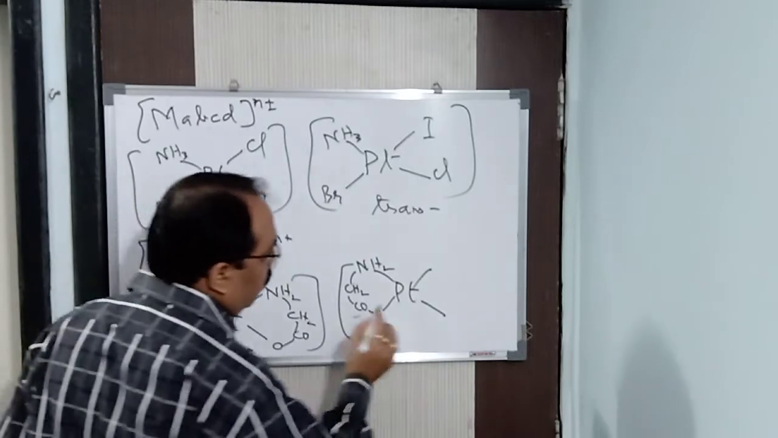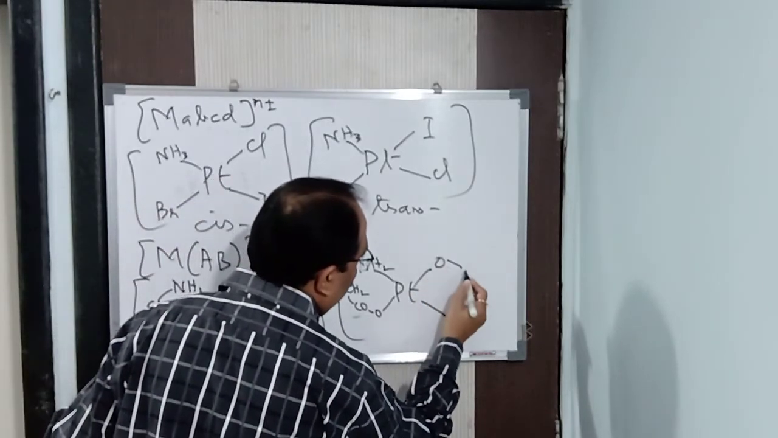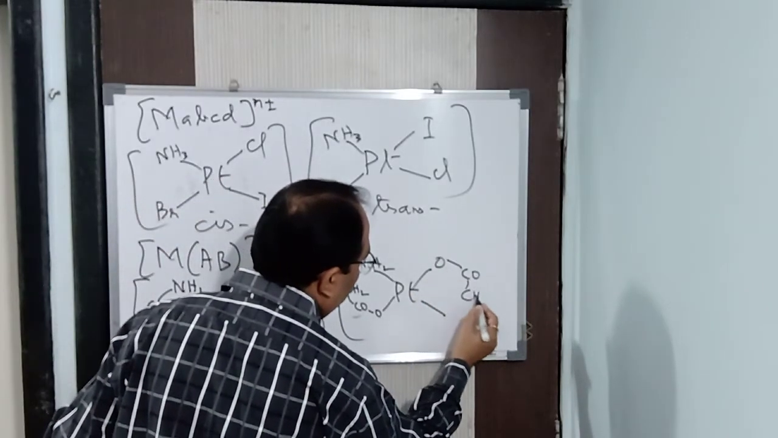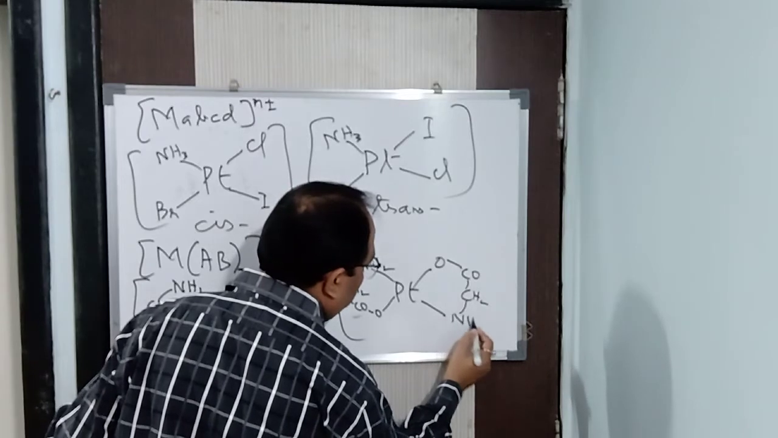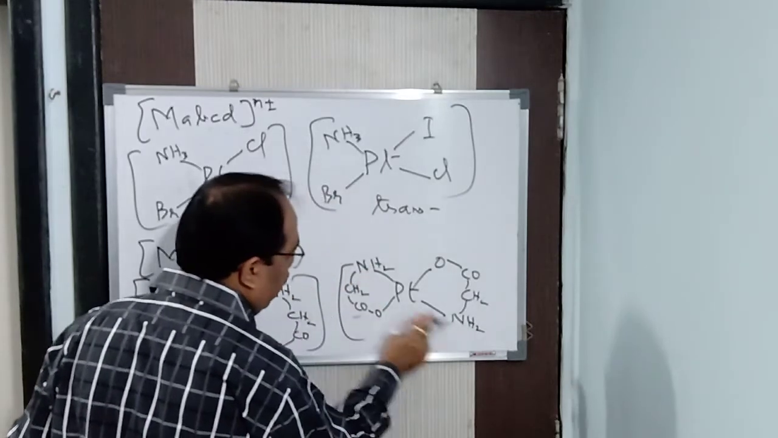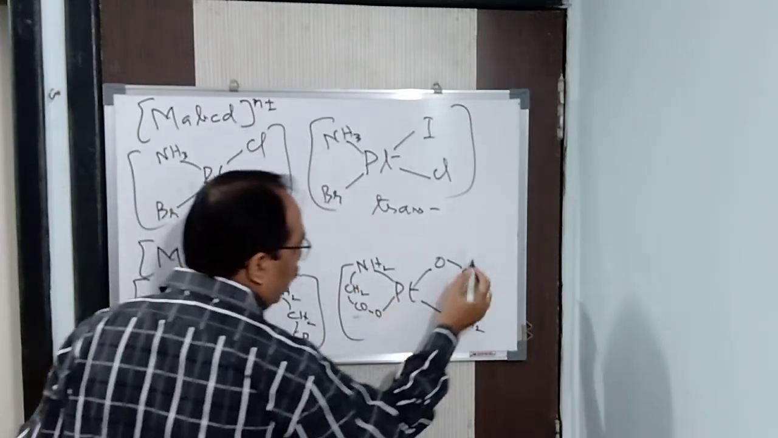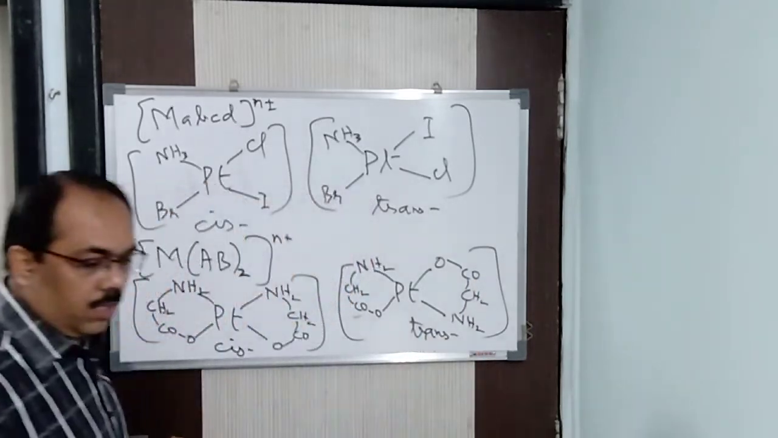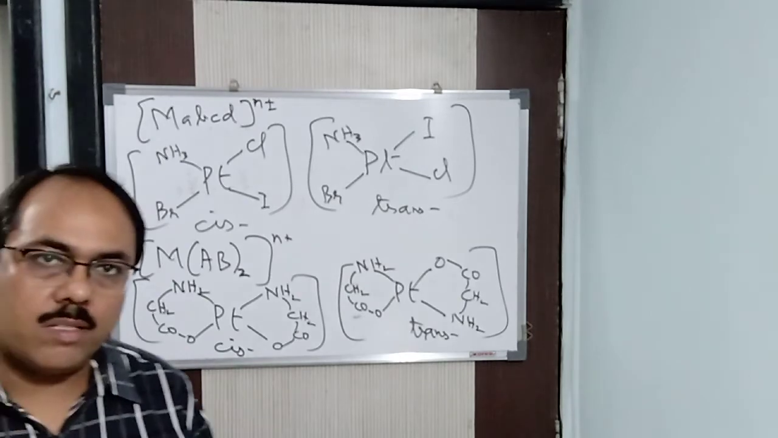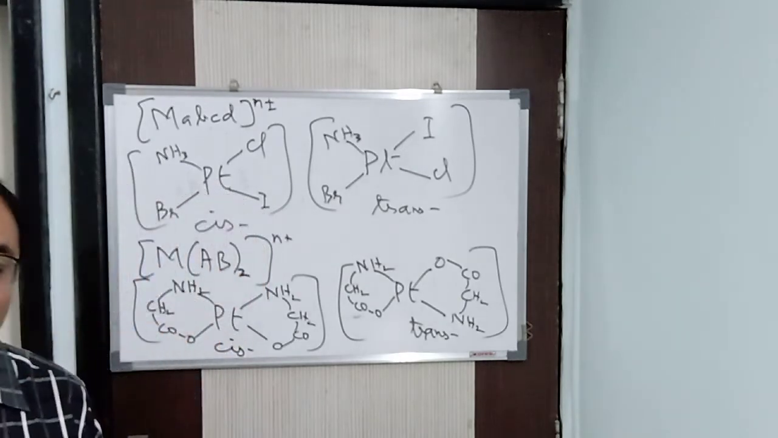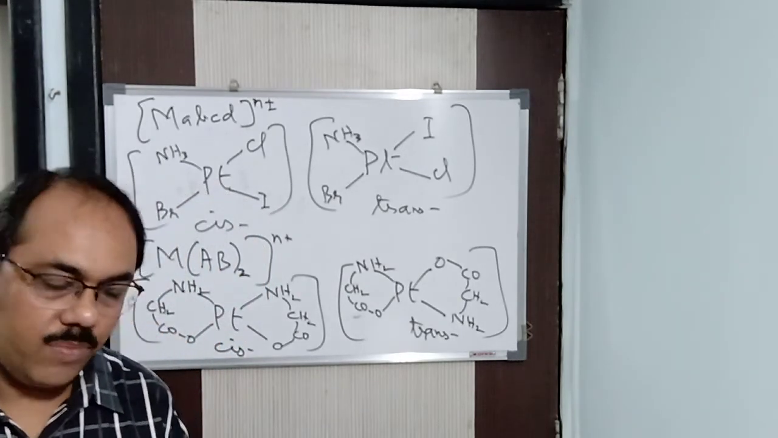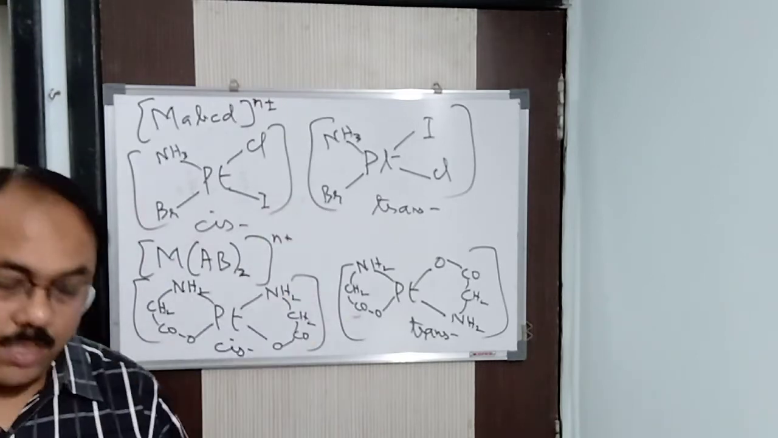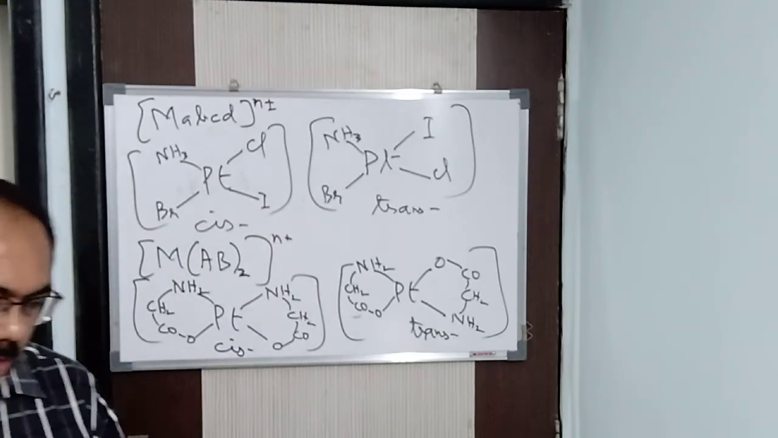Clear? Now I will start from O here. O, then CO, then CH2, and here it is NH2. So see here, NH2, NH2 diagonally, O and O diagonally. Alright, so it is known as what? Trans, in this way. It is coming under trans. So this is about your 4 coordination spheres, so to say. Under 4 coordination sphere, that is geometrical isomerism.